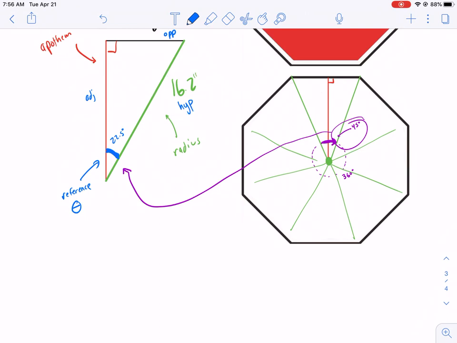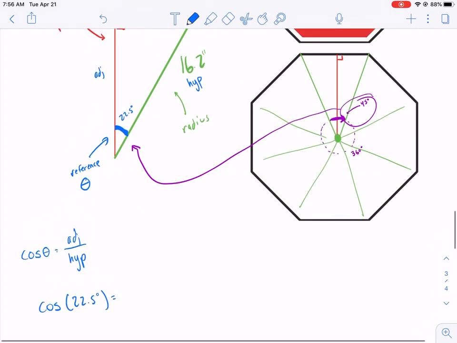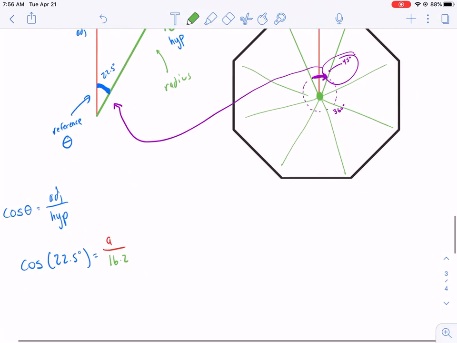What trig function uses adjacent side and hypotenuse? That would be the cosine. So the first thing we're going to do is take the cosine of what degree? Cosine of 22.5 is equal to the adjacent side, that's the side we're trying to find, over our hypotenuse, which is 16.2. Now we're just going to solve for a, which is really not that bad. What I like to do is put this side over 1, and then cross multiply.